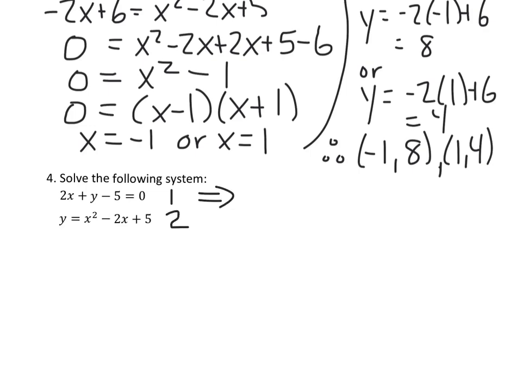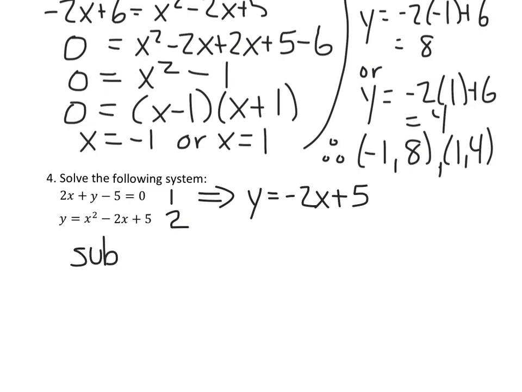This time, I'm going to rearrange equation 1 to solve for y. I don't necessarily need to do this step because y is already isolated in equation 2. It just makes the algebra a little bit easier. So I'm going to subtract 2x from both sides and add 5 to both sides so that my equation for my line is in y equals mx plus b form.